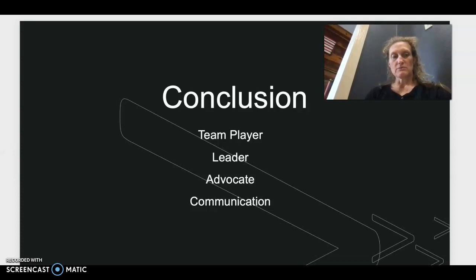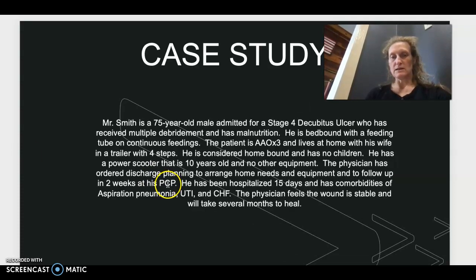And so now we're going to move on to our case study, and I just want to let you know that this case study is posted on your Moodle page, so read through it. What I'm looking for is I want you to discuss how you will plan for the patient's discharge. Think of what equipment you may need if you were the wife. Think of what concerns and education you may need if you were the caregiver or the wife.